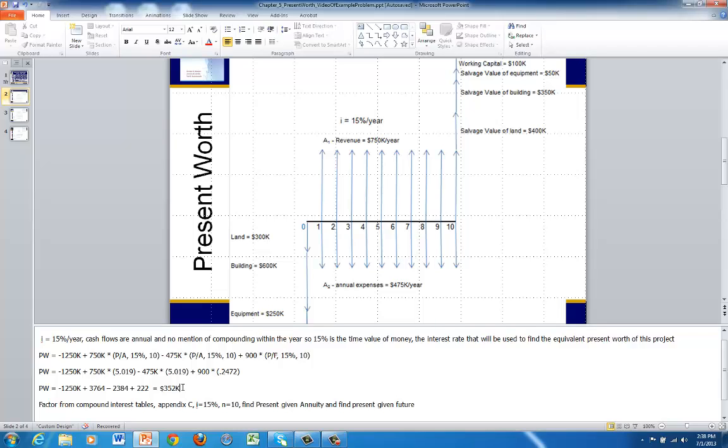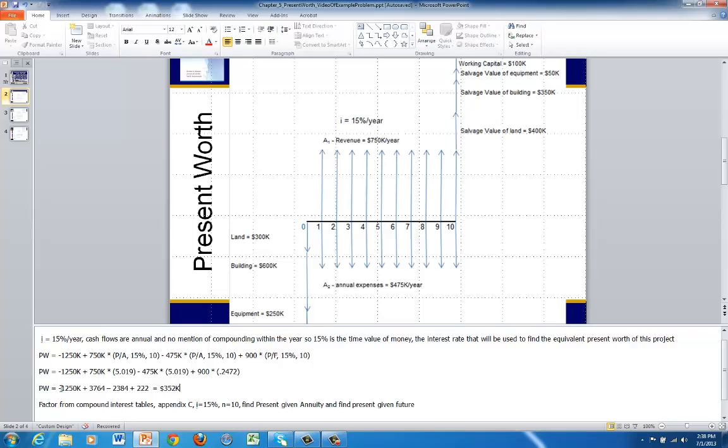And that was question number 1. Question number 2 is how much would we be willing to pay to go forward with this project? So we see that we've paid $1,250 in investments to begin with across land, building, equipment, and working capital that you can't quite see here. So we would be willing to pay $352,000 more than that.